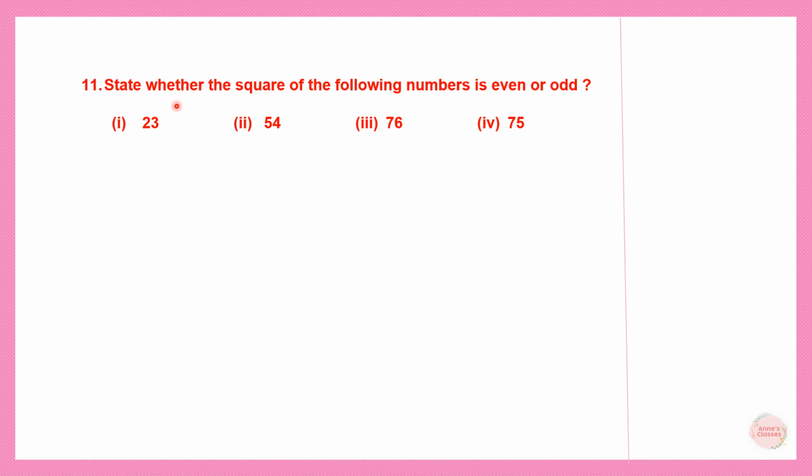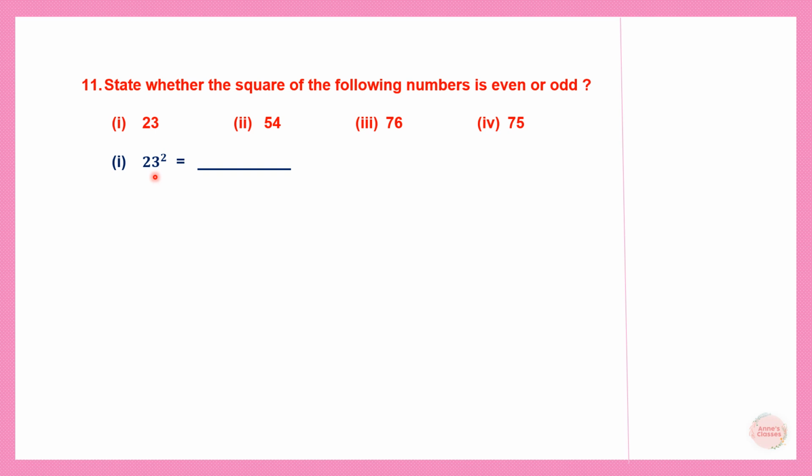Question 11. State whether the square of the following numbers is even or odd. Okay, so here we've been given numbers. If we take the square of this number, is it going to be even or odd? That's the question. Now let's take the first one. The first one is 23. Now the square of 23, is it going to be even or odd?